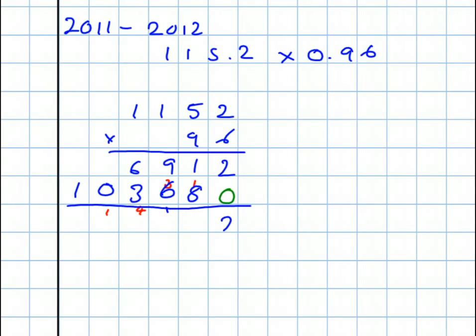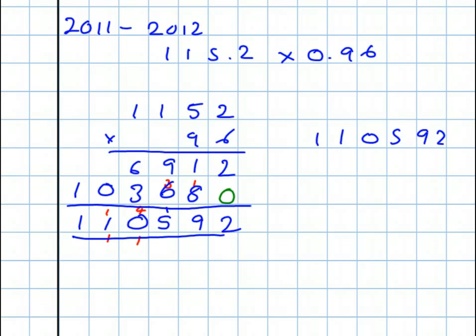Now I add them all up. 9 add 6 is 15. 6 add 3 is 9. Add 1, 10. Cool, there's a lot of carrying here, isn't there? Nothing add 0 is 0. Add 1 is 1. Nothing add 1 is 1. 1, 0, 5, 9, 2. That's what 1152 times 96 is.